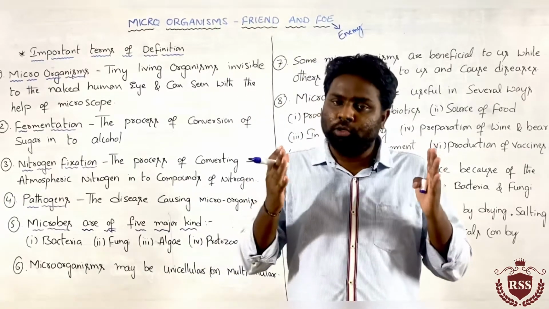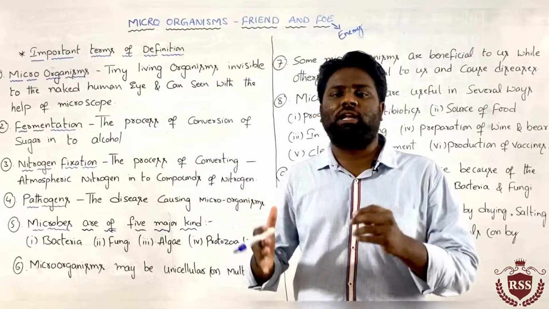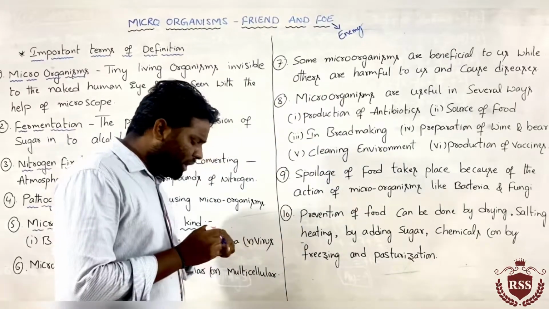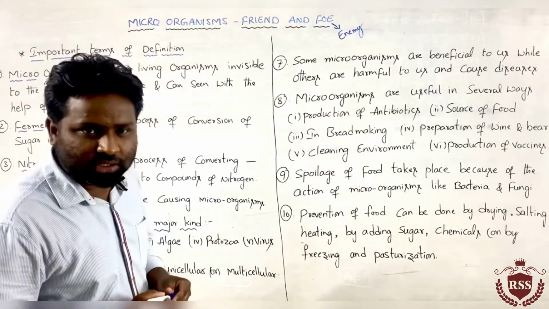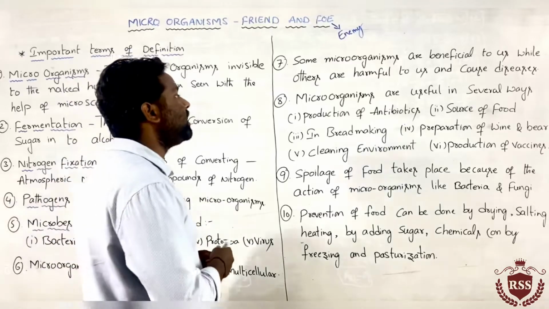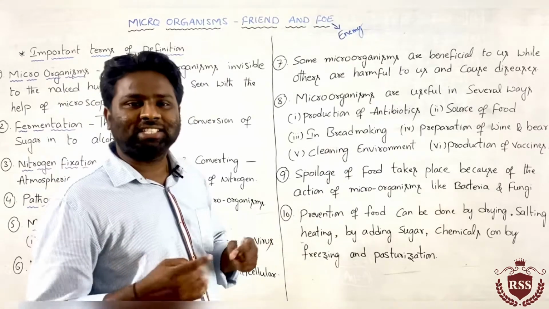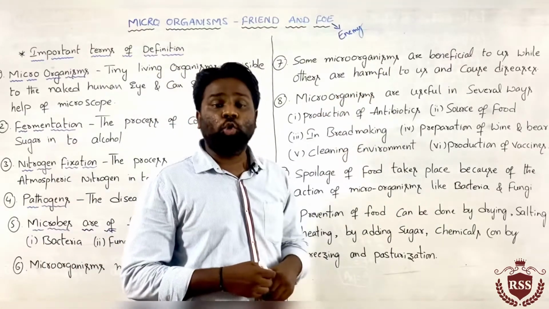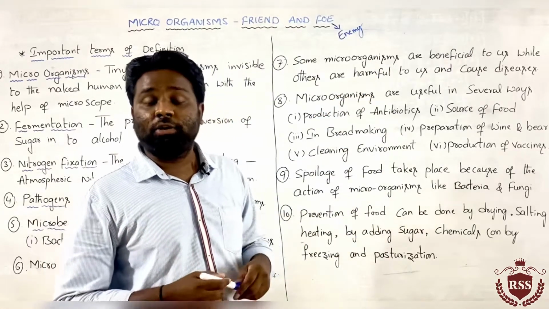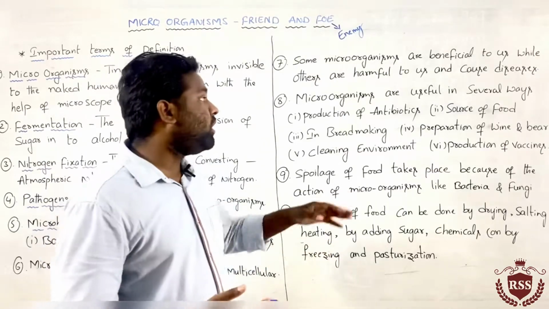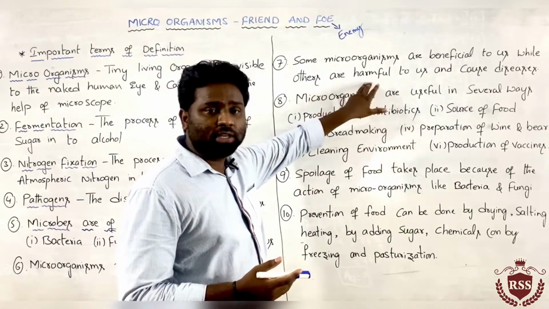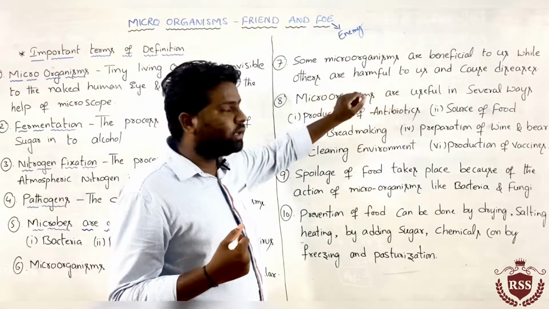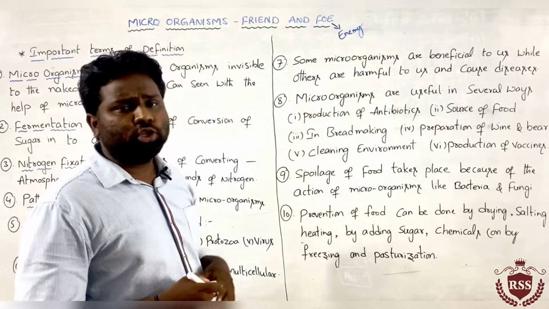Microorganisms are unicellular and multicellular. Then we will move on to see that some microorganisms are beneficial to us, while some are harmful to us and cause diseases. Those microorganisms which are beneficial to us are called friends, and those which are harmful to us and cause diseases are called foes. Clear, everyone?